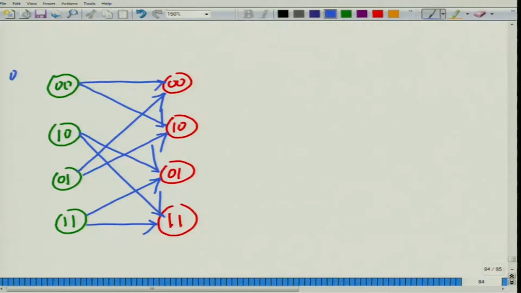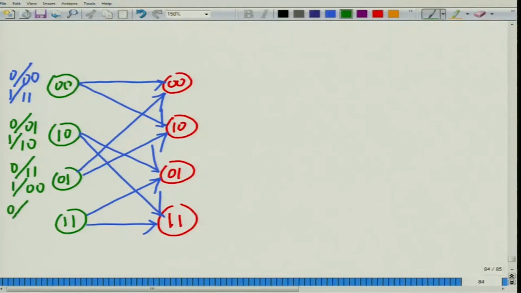The top arrow denotes input 0, output 0 0, and for the bottom arrow input 1, output 1 1. For state 1 0, the top arrow denotes input 0, output 0 1, and the bottom arrow denotes input 1, output 1 0. For state 0 1, input 0 outputs 1 1, input 1 outputs 0 0. And for state 1 1, input 0 denotes output 1 0, input 1 denotes output 0 1.